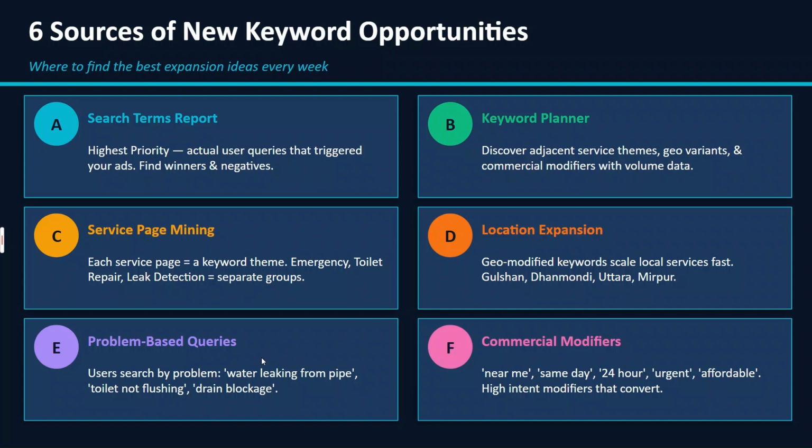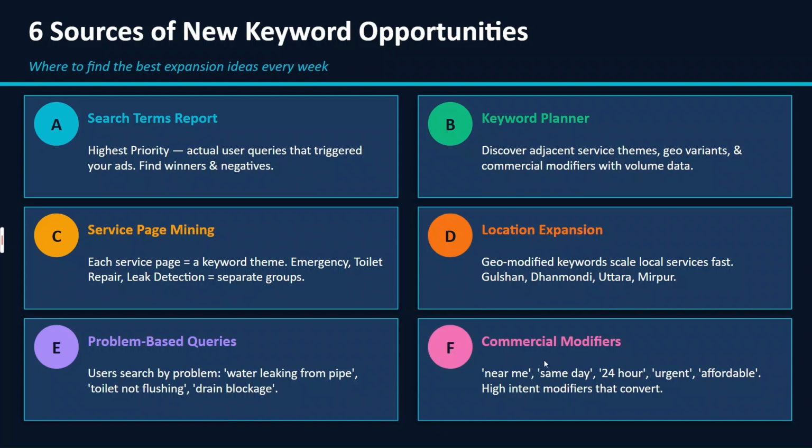And number five is problem-based queries. People don't always search for the service name. They search for their problem, like water leaking from pipe, fridge not cooling, toilet not flushing, kitchen drain block. This can convert extremely well because the person is in pain and needs a solution now. Okay.